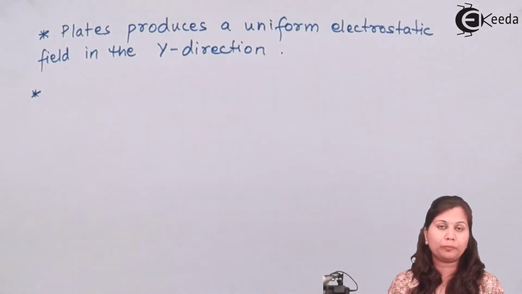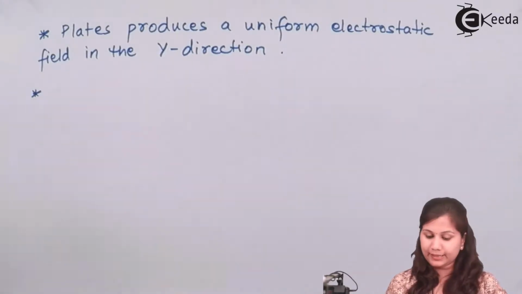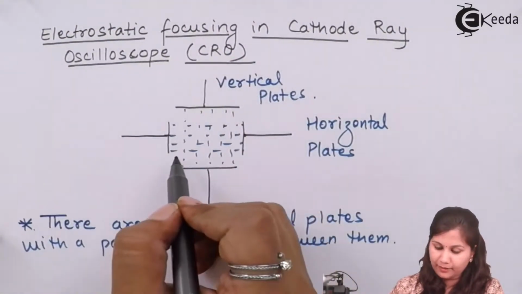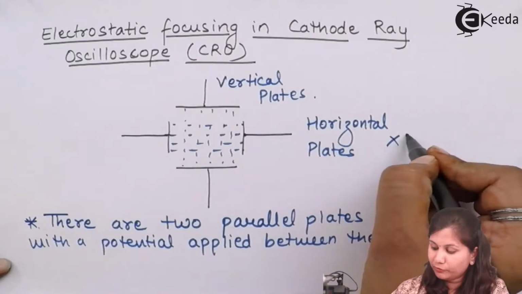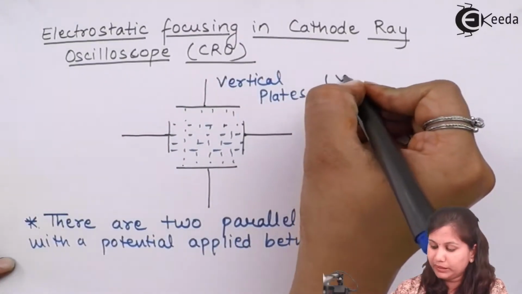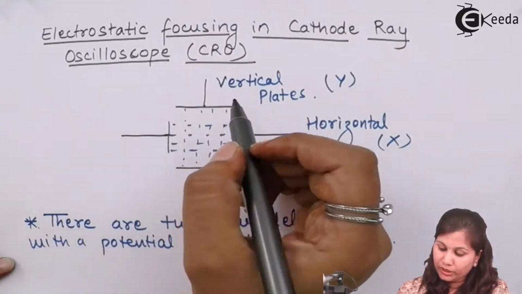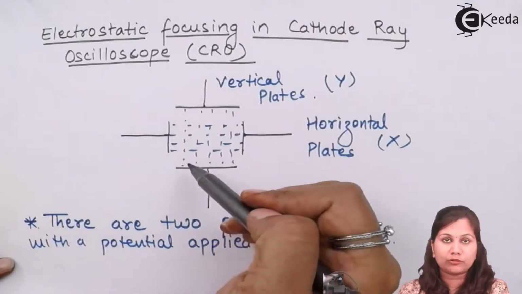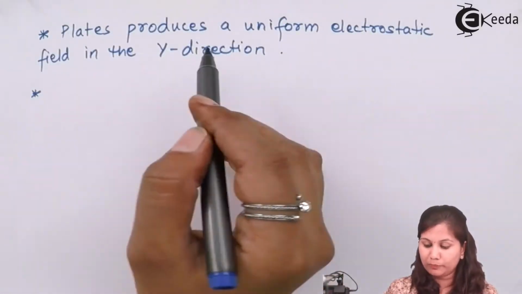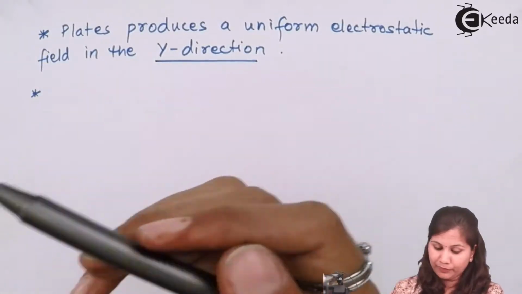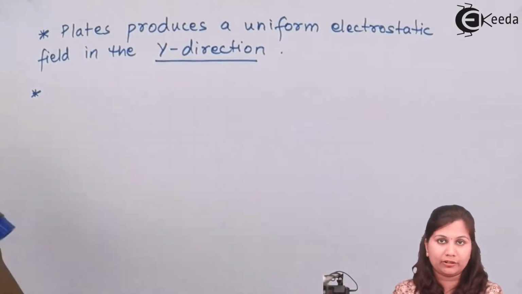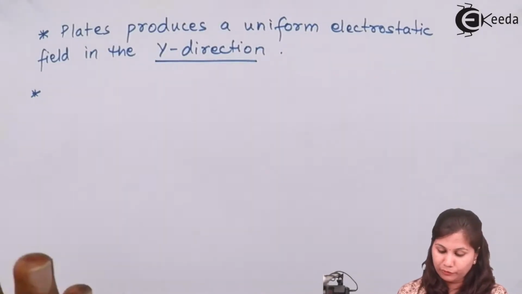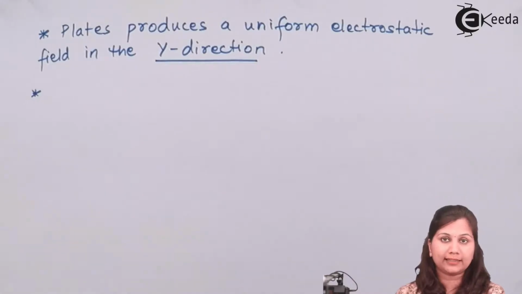So these two parallel plates, we are considering the vertical plates. These two vertical plates are producing the electrostatic field in the y direction. Horizontal direction means movement in the x direction and vertical means movement in the y direction, the y axis. So the vertical plates which are producing the electrostatic field, that field direction will also be in the y axis direction. Okay, so when the electron enters the field, it is going to experience some force in the y direction, but there is no force acting in the x direction or the z direction.